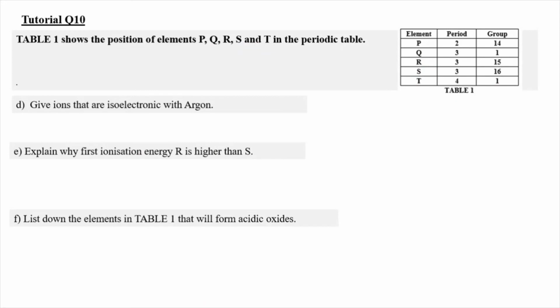Now for question 10D, we need to give ions that are isoelectronic with argon. Argon is a noble gas, and it has 18 electrons. So the electronic configuration is going to be 1s2, 2s2, 2p6, 3s2, and 3p6, which gives 18 electrons altogether. So we need to give ions that are isoelectronic. Isoelectronic means they have the same number of electrons.